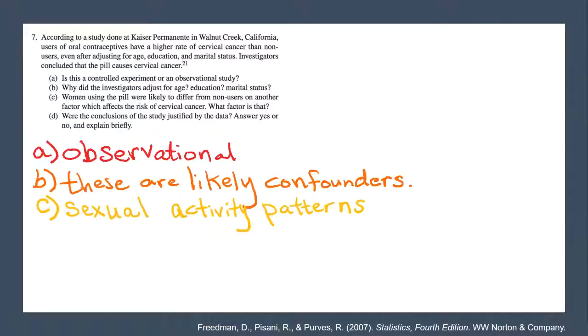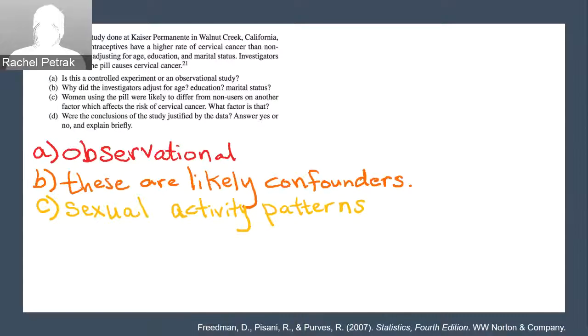And part C, women using the pill are likely to differ from non-users on another factor which affects the risk of cervical cancer. What factor is that? I know I cued it a little early here. That's sexual activity patterns. So women who are using the pill are more likely to have different sexual activity patterns than women who are not using the pill. And a person's sexual activity patterns is associated with their risk of cervical cancer, because the primary cause of cervical cancer is exposure to HPV.